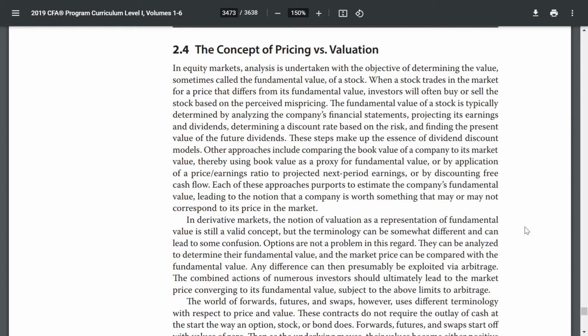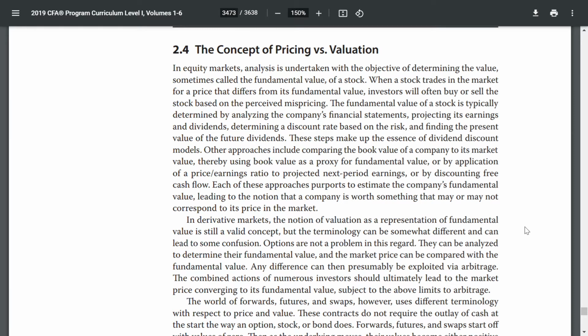The fundamental value of the stock is typically determined by analyzing the company's financial statements, projecting its earnings and dividends, determining a discount rate based on the risk, and finding the present value of the future dividends. These steps make up the essence of dividend discount models.